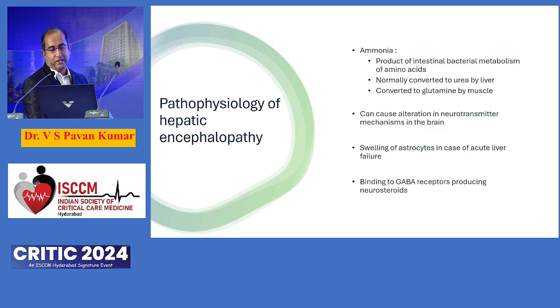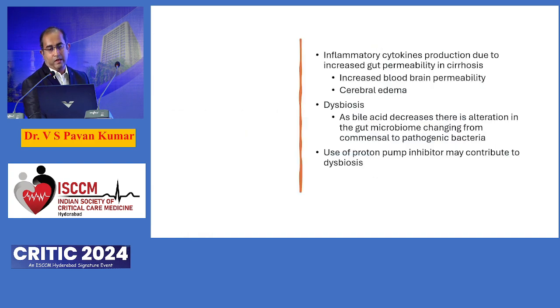When this ammonia reaches the brain, it can form glutamine, which causes astrocyte swelling, and also GABA receptor activation, which causes neurological abnormalities. Also, there are inflammatory cytokines produced because there is increased gut permeability in cirrhotics, leaky gut, and this low-level inflammatory state causes blood-brain barrier disruption, which causes increased permeability of all of these metabolites to the brain, and it can cause cerebral edema as well.